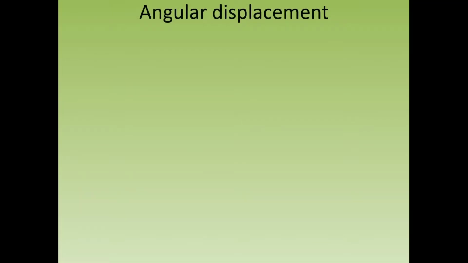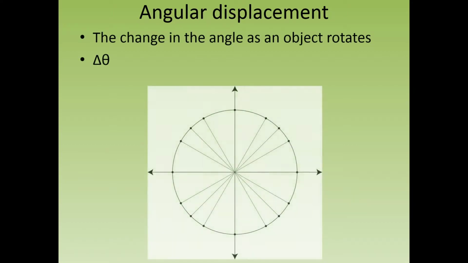Instead of linear displacement, now we're talking about angular displacement, the change in the angle as an object rotates, which will be represented by the variable delta theta. Below, you might see a familiar image known as a unit circle. We'll be referencing the unit circle in describing how much an object rotates.